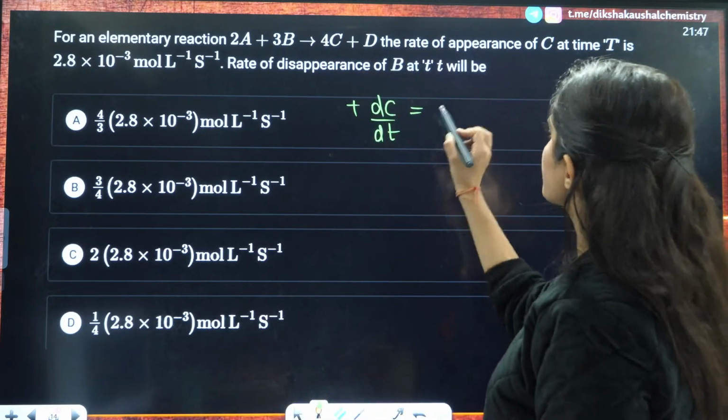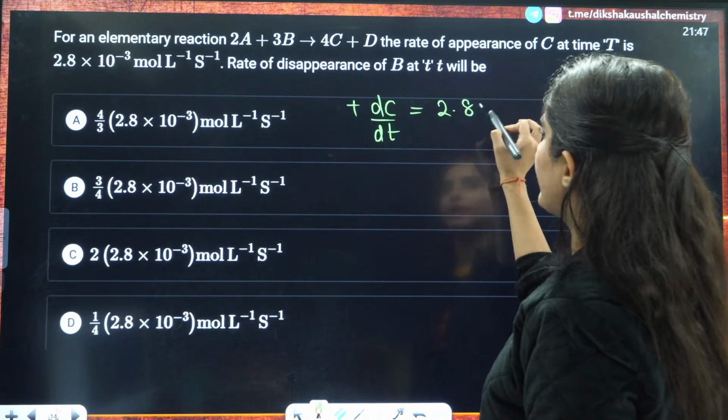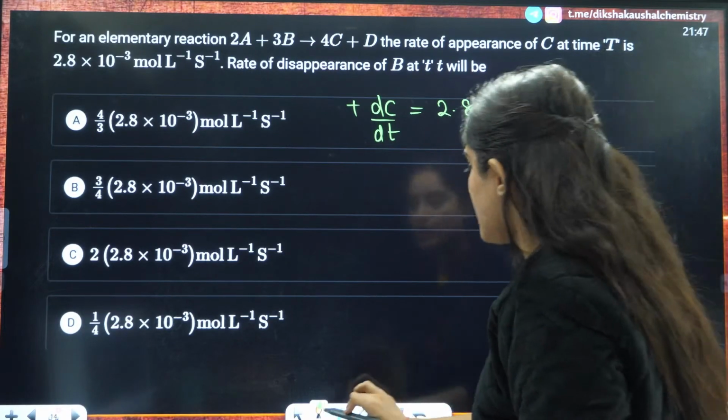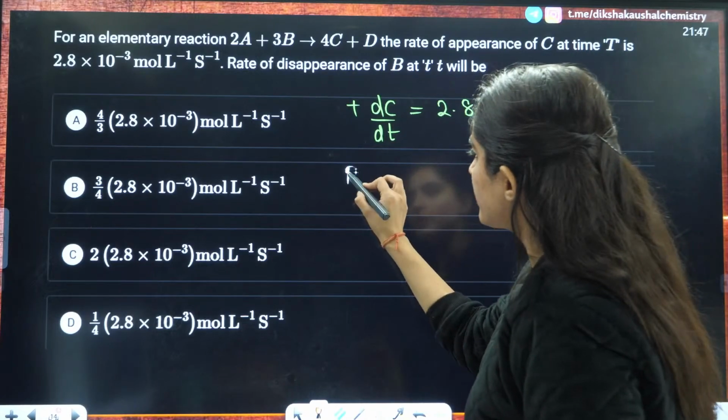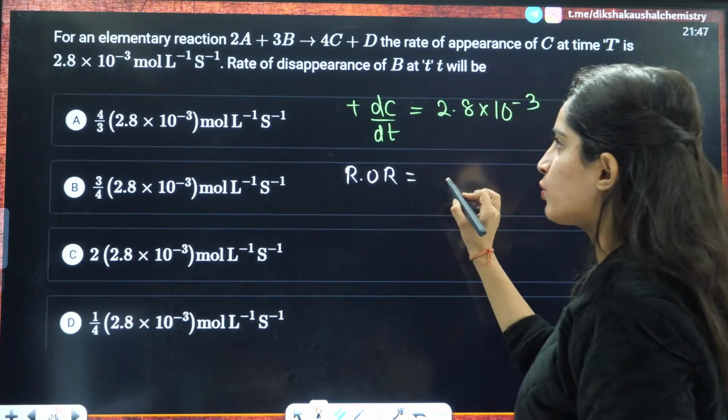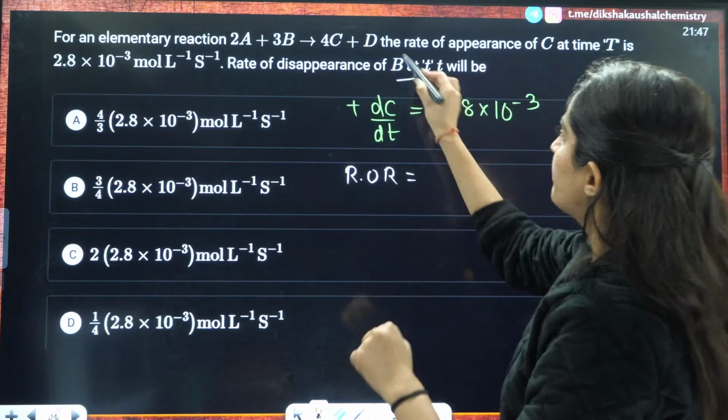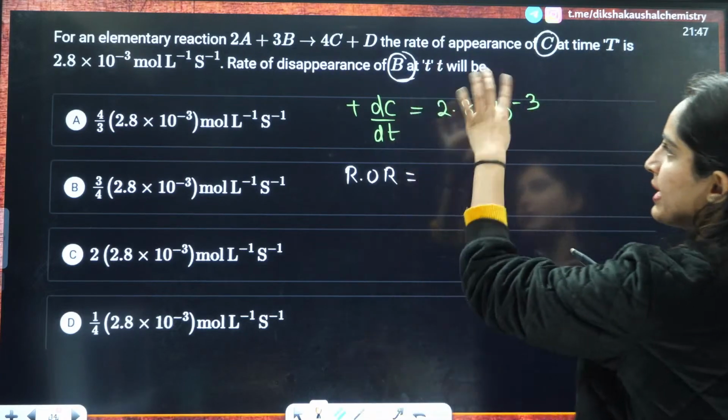So that is given by 2.8 into 10 raised power minus 3. Now let us see the rate of reaction here. Rate of reaction will be equals to, they are talking about B and C here. So in terms of B and C, let us see.